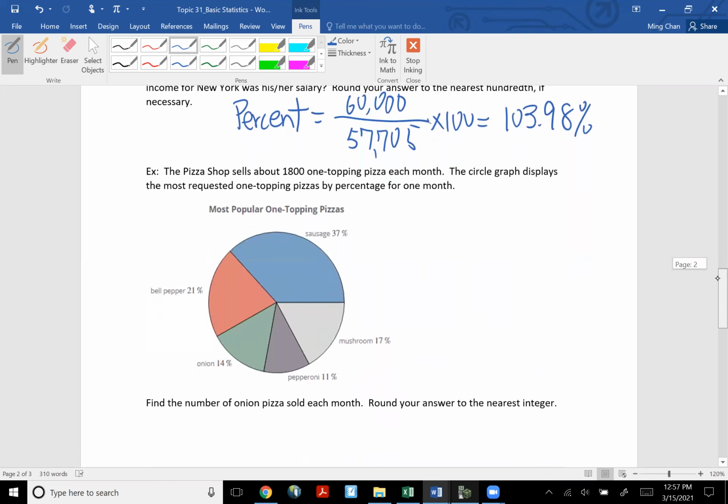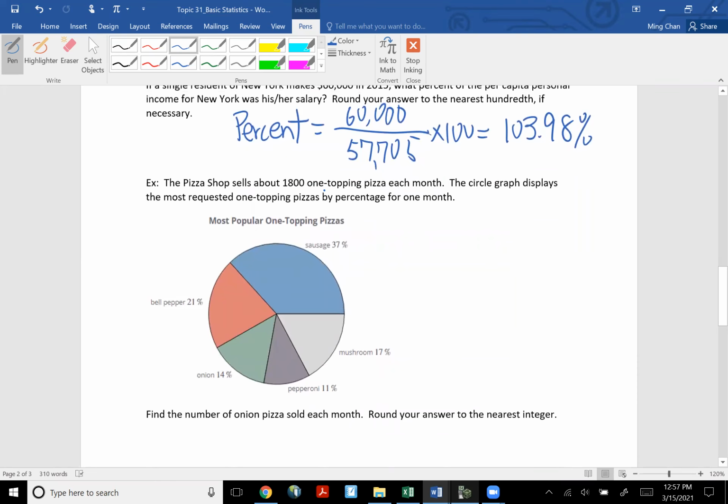All right, a pizza shop sells about 1,800 one-topping pizzas each month. This is a pie chart, or circle graph. The circle graph displays the most requested one-topping pizza by percentage for 1 month. So these are the percentages of the toppings. Find the number of onion pizzas sold.